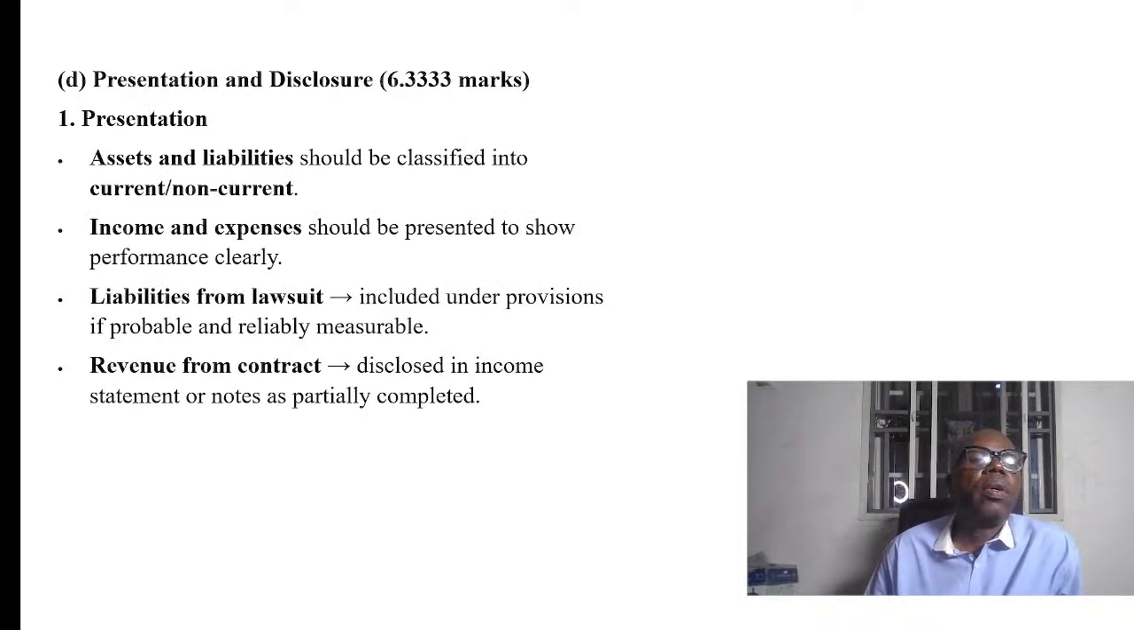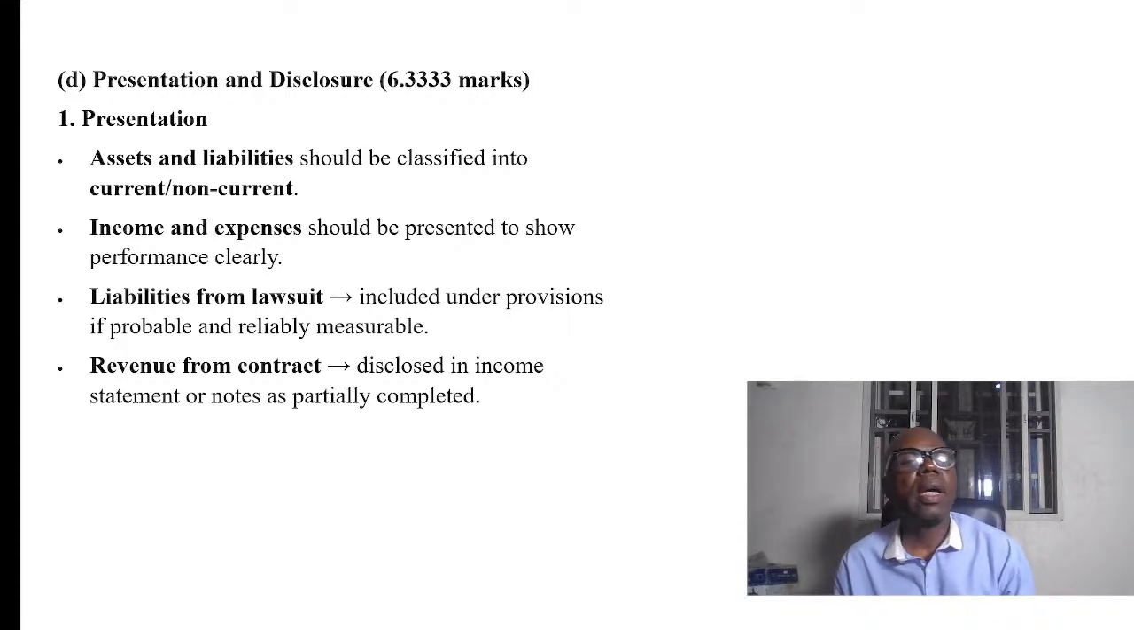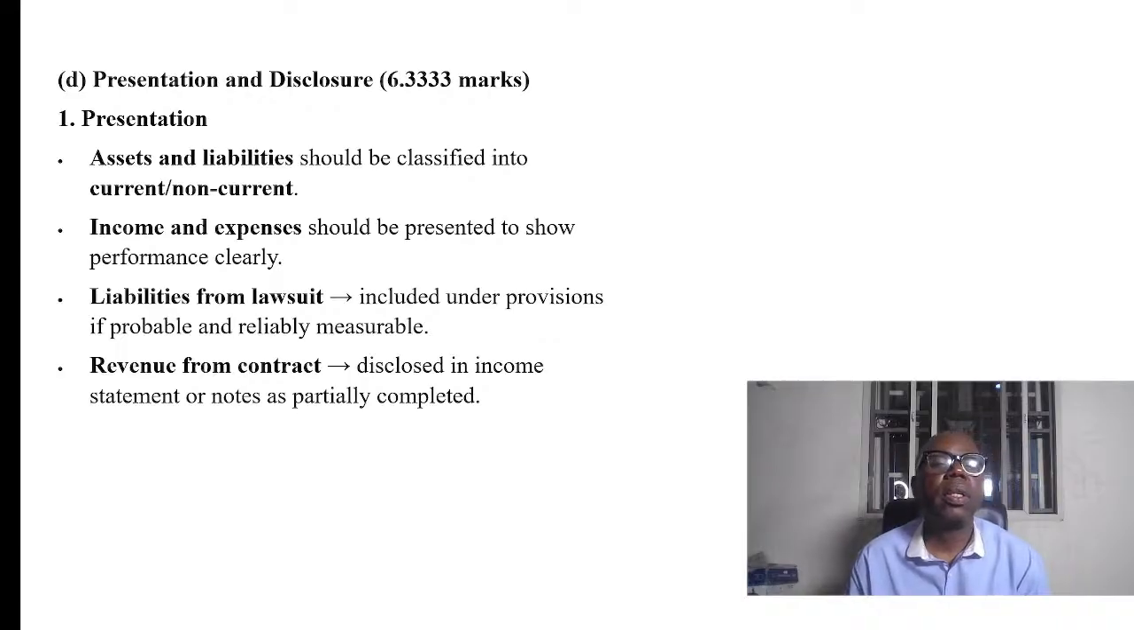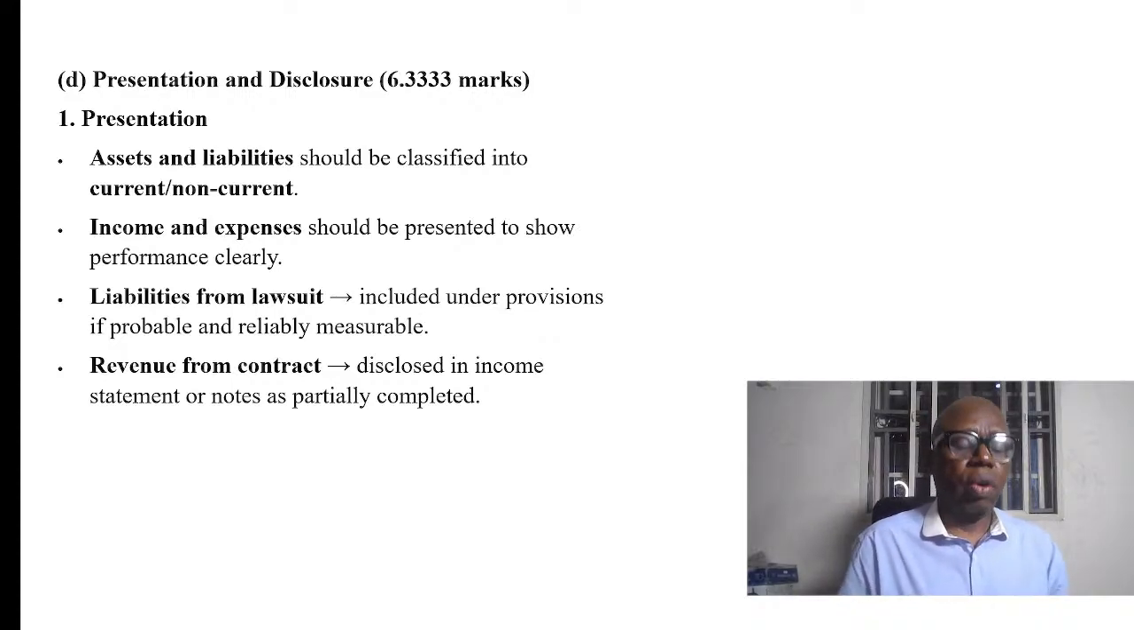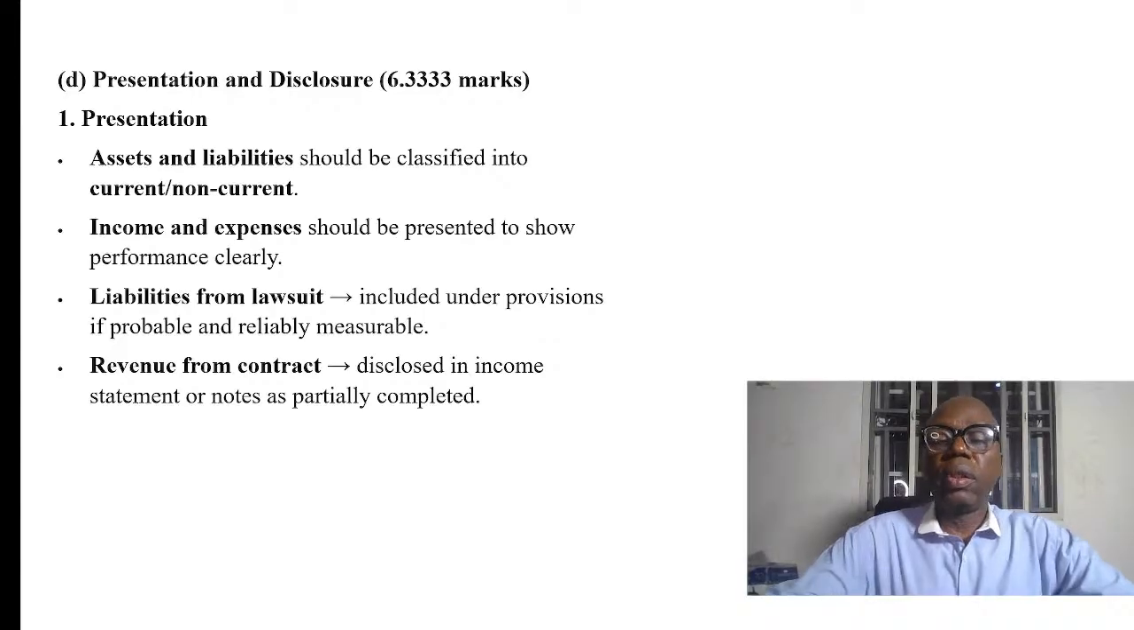Presentation and disclosure. Presentation: assets and liabilities should be classified into current and non-current. Income and expenses should be presented to show performance clearly. That will be in the section of profit or loss. Liabilities for lawsuit are included under provisions if probable and reliably measurable. So this will be included only if it can be reliably measured and it is probable that it will happen. Revenue from contract is disclosed in the income statement or notes as partially completed. So this is what is expected of you in that question.